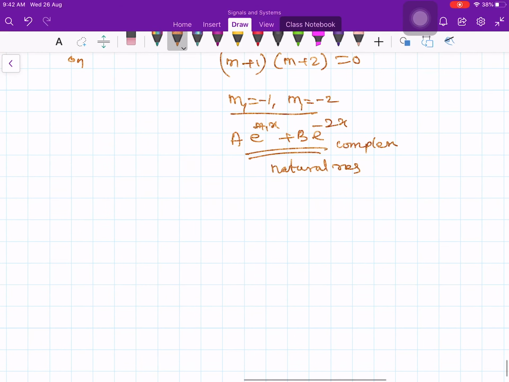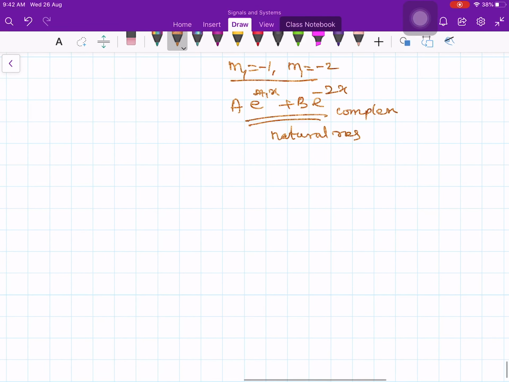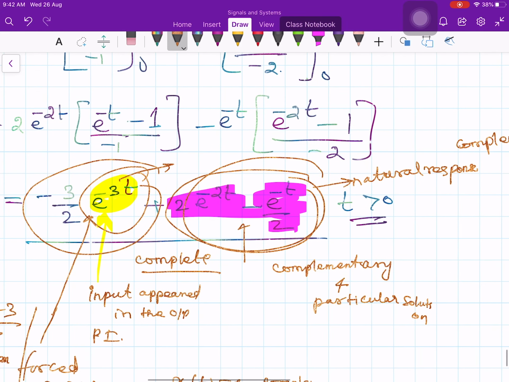Therefore, whatever frequencies are present at the input, the same frequencies appear in the output also. So, the forced response for x of t equal to e to the minus 3t will also have this e to the minus 3t. So, you can recognize this e to the minus 3t multiplied by minus 3 by 2 to be a forced response or particular integral. And the rest of the things, this one is the natural response or complementary solution. Okay. So, let me stop at this point.